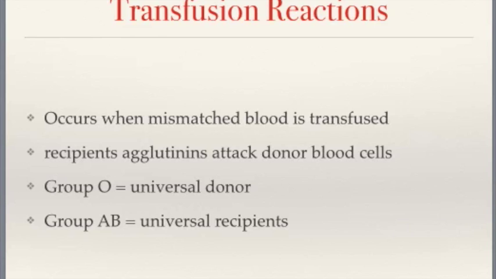Anytime mismatched blood is transfused, for example, if I give type A blood to a type B person, the agglutinins, or the antibodies, will attack the antigens of the donor blood cells, okay? And based on what we just learned, Group O is a universal donor because it has no antigen markers present, and Group AB is a universal recipient because it has no antibodies present.